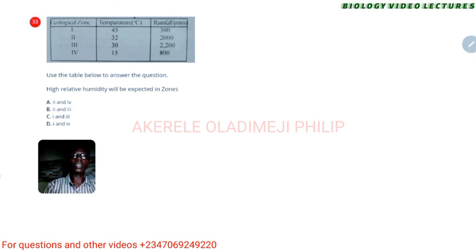Now here, use the table above to answer the question. Now, relative humidity will be expected in, okay, we need to remember what relative humidity is: amount of moisture, which means amount of wetness in the air, in the atmosphere. Now, we should expect to have that in an area where you have high rainfall and low temperature.